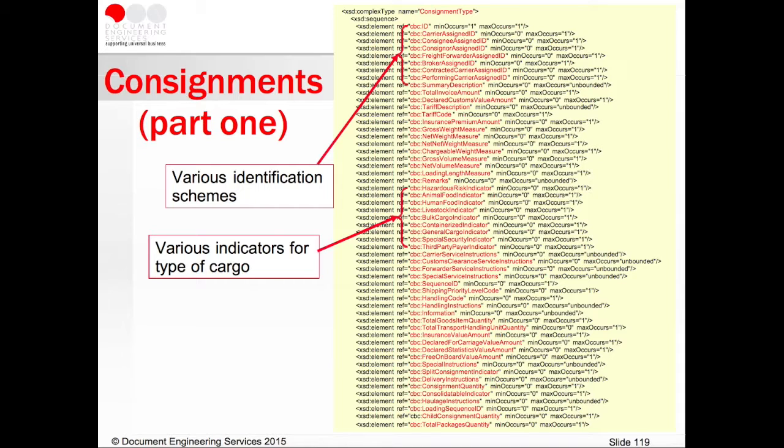The first thing to notice in the structure of consignment is that there are various identification schemes. So a carrier can assign an identifier, so can the consignee or consignor. The forwarder involved or the broker can also assign one. And there may be subcontractors, contracted carriers and performing carriers, who also have their own identifier for this consignment. Similarly, a consignment may need to flag the type of cargo involved. If there's foodstuffs, if it's got special security conditions, whether it's in containers, whether it's got hazardous goods. These are all indicators on the consignment.